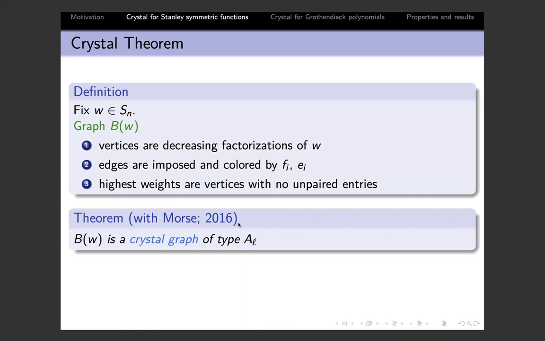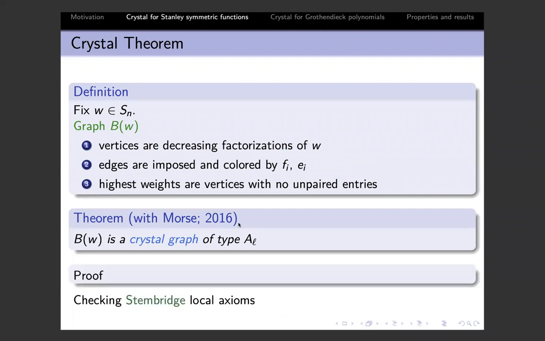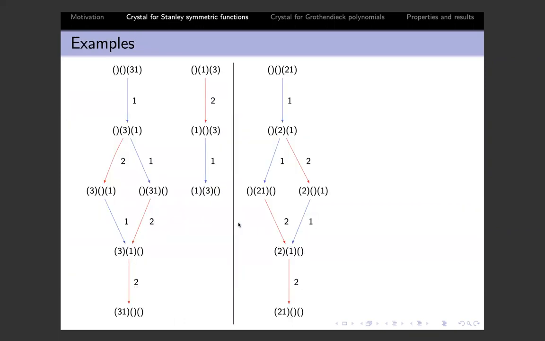And what I proved with Jennifer Morse is that this indeed gives us a crystal of type A_r. So l or r are precisely the number of factors that I allow in my decreasing factorization. And the way that we proved that is we just checked that the Stembridge local axioms are satisfied. So that's how we proved that this is indeed a crystal graph of type A. And here's an example, or two examples actually.